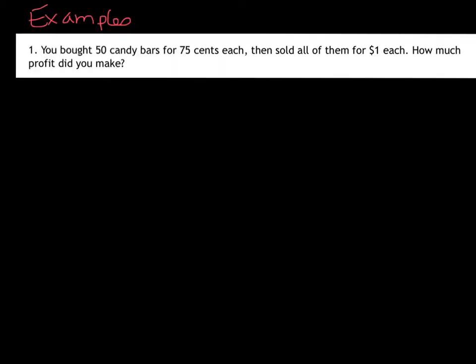So let's go through a few examples. Remember, the formula is profit equals revenue minus cost. So for this, it says we bought 50 candy bars for 75 cents each and sold them all for $1 each. How much profit did we make? So we know that we're looking for profit. That's the first thing that we know.